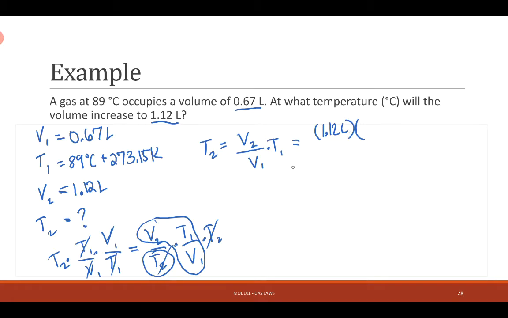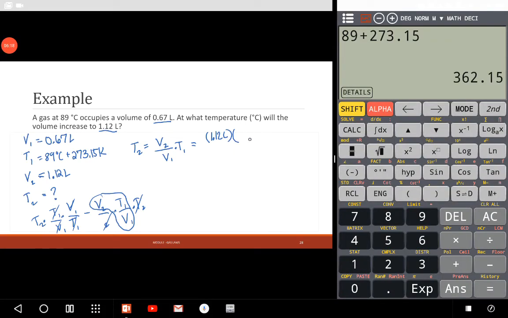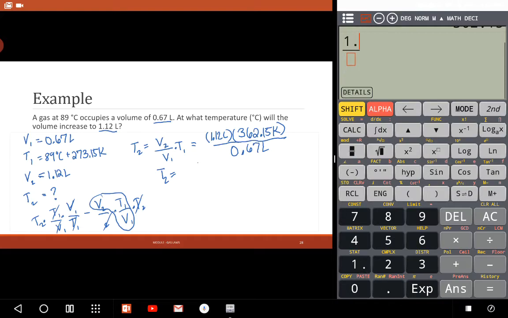And then my initial temperature is 362.15 Kelvin. And then my initial volume is 0.67 liters. So there's my initial volume. So now I gotta type that all into my calculator so I can end up with T2 is equal to 1.12 times 362.15 divided by 0.67.